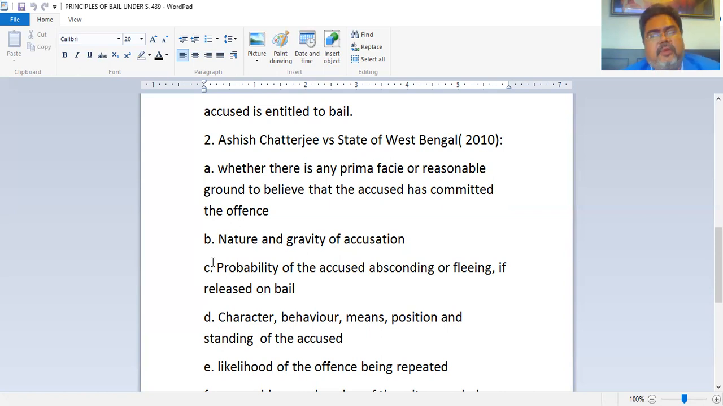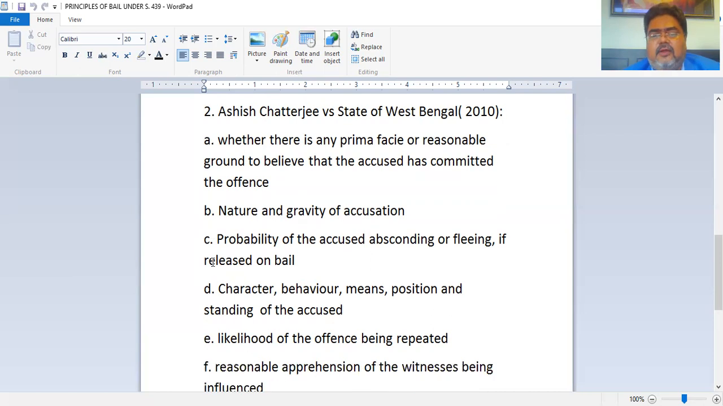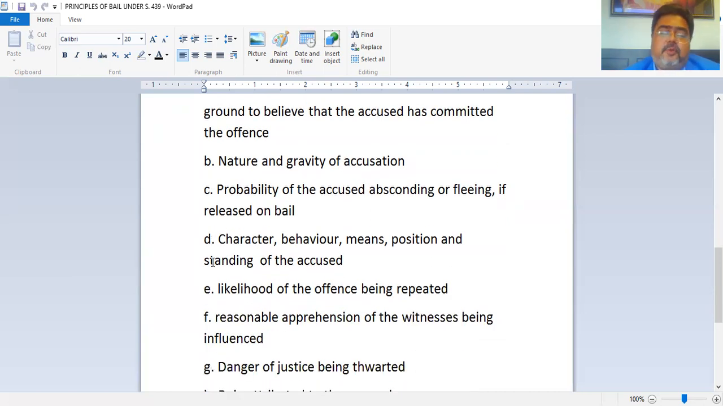Likelihood of the offense being repeated. If he is a habitual offender, then obviously there is a strong probability that after coming out of jail, after being enlarged on bail, he will do some offenses again, or repeat the same offense. So what is the likelihood of the offense being repeated? That will depend upon his past conduct. If he is a habitual offender, if he has been convicted in the past, then there is a strong probability that he would not abstain from similar offenses or the same offense.